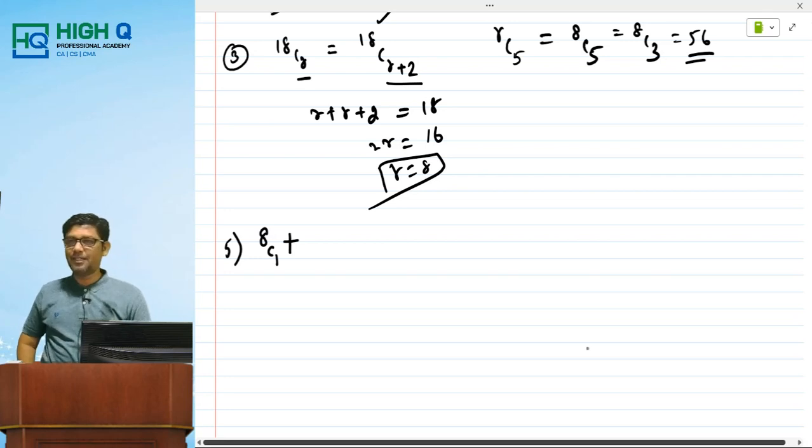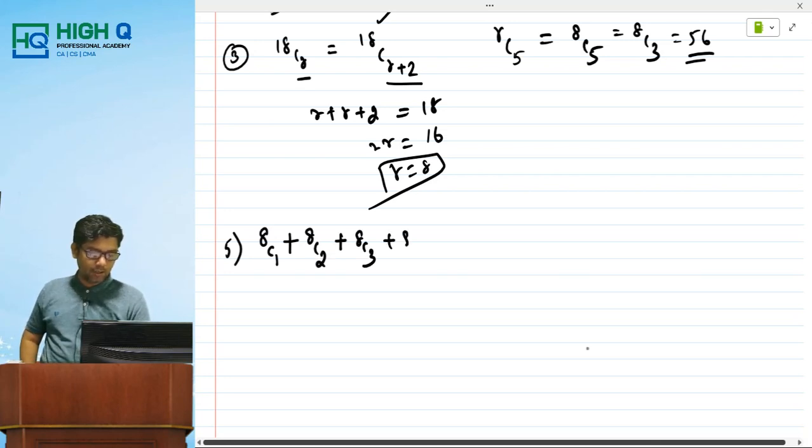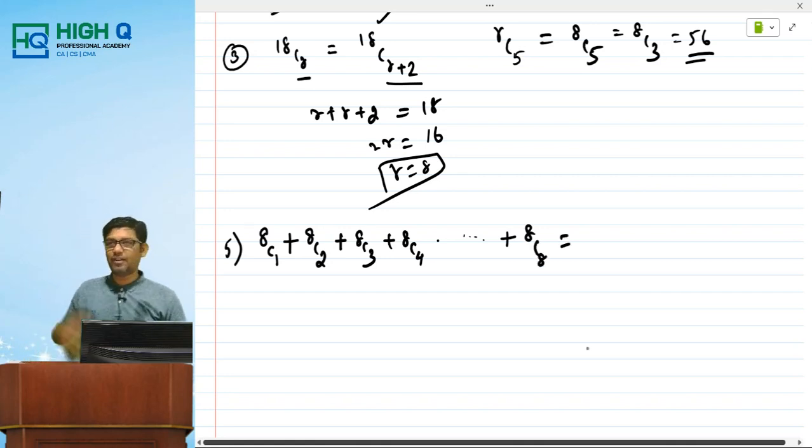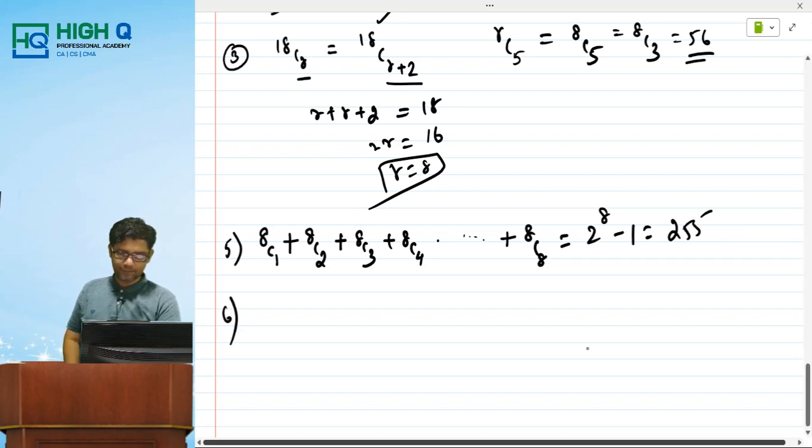Or, am I right, my dear? It should be "or" only. Or I can invite what? 2, or 3, or 4, or 5, or 6, or 7, or 8, that's it. Instead of finding everything, we have given you the rule: nC1 plus nC2 and so on equals 2 power n minus 1. Answer over. Am I right, my dear?